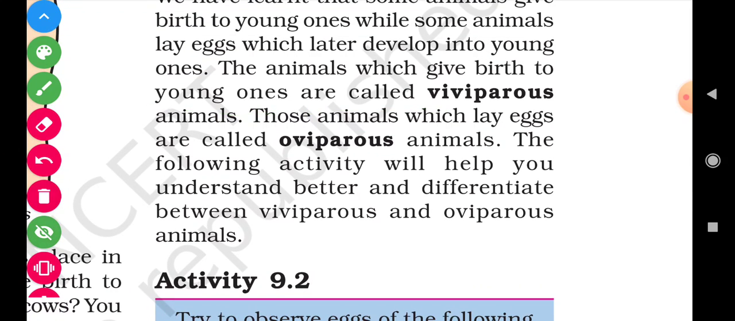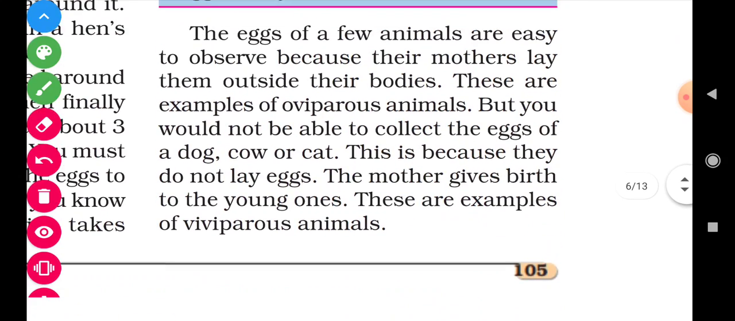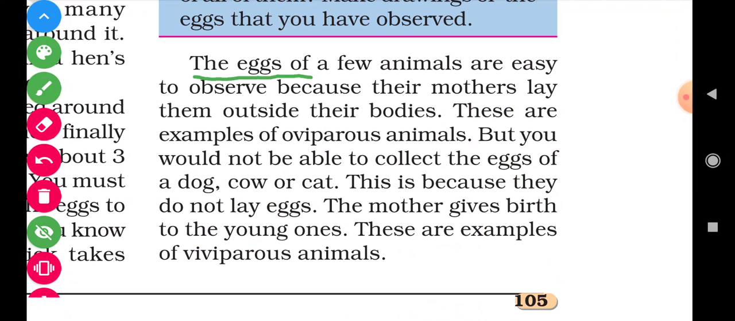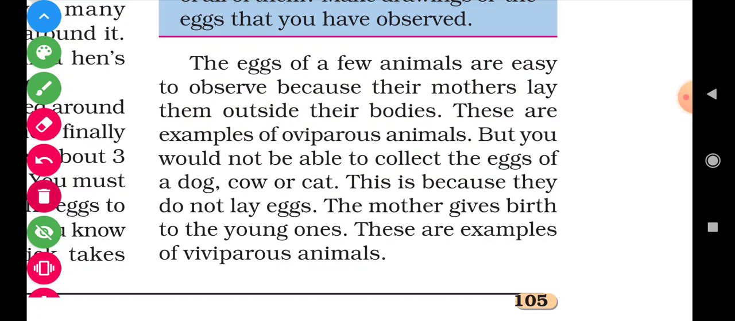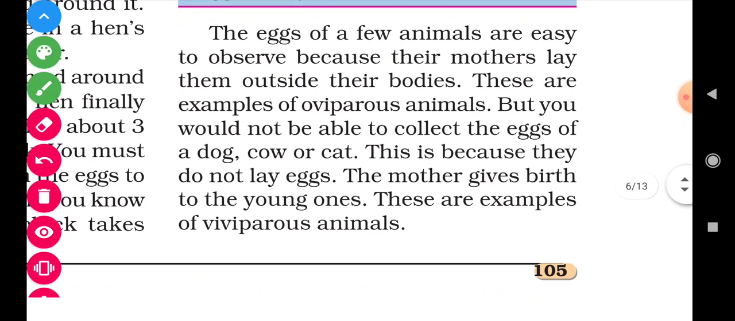So this is the definition of viviparous and oviparous animals. The animals which give birth to young ones are called viviparous animals, and those animals which lay eggs are called oviparous animals. The eggs of a few animals are easy to observe because their mothers lay them outside their bodies. These are examples of oviparous animals. Same example, I will give you the hen. The eggs you are easily able to watch, but you would not be able to collect the eggs of a dog, cow or cat. This is because they do not lay eggs. So the mother gives birth to the young ones.